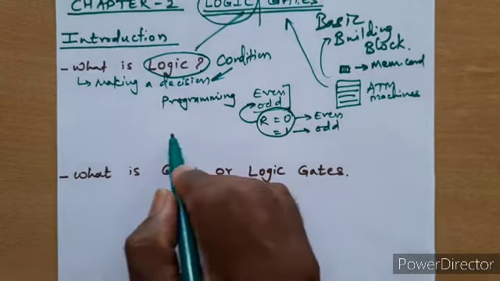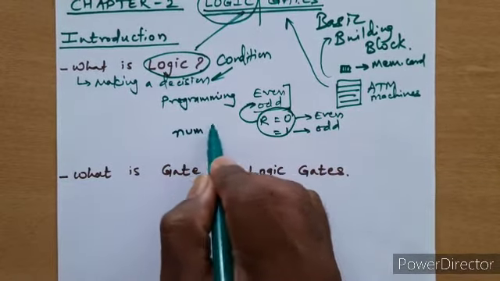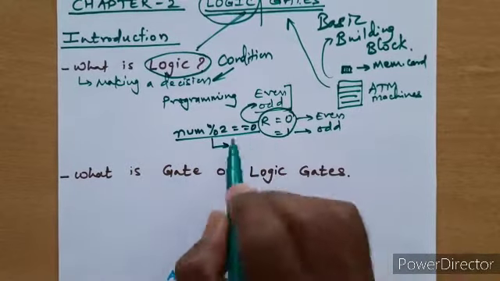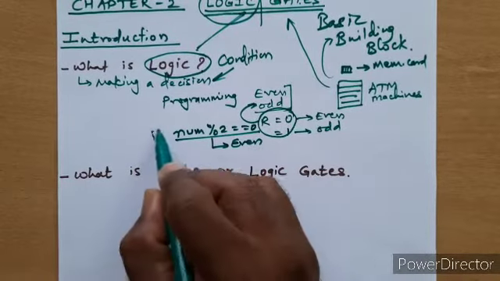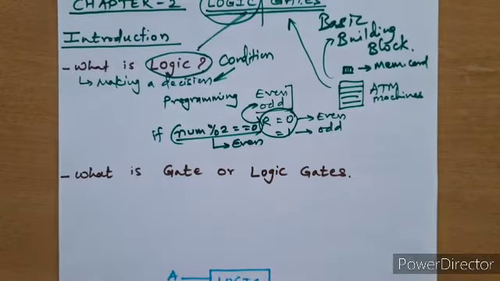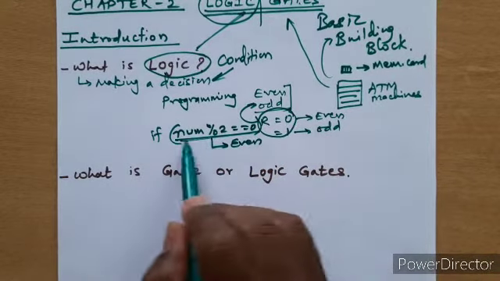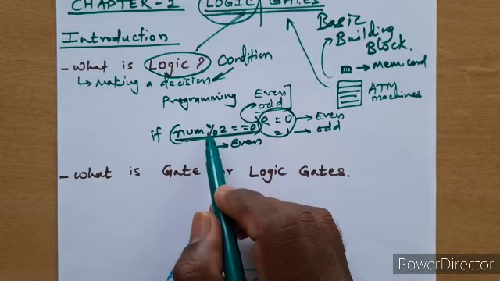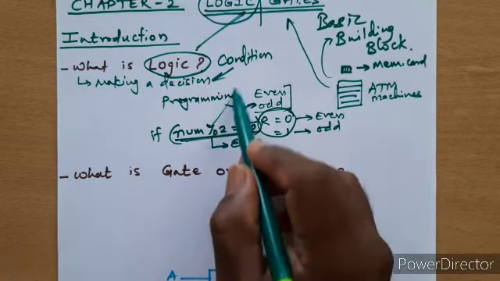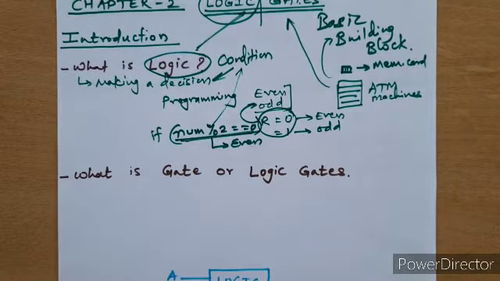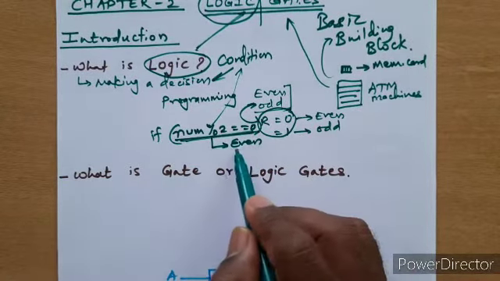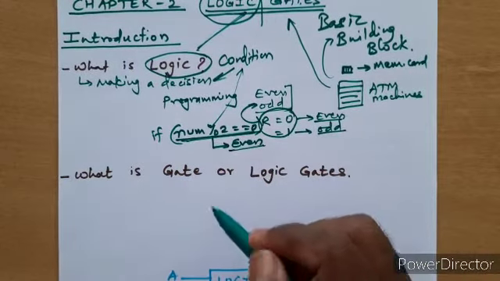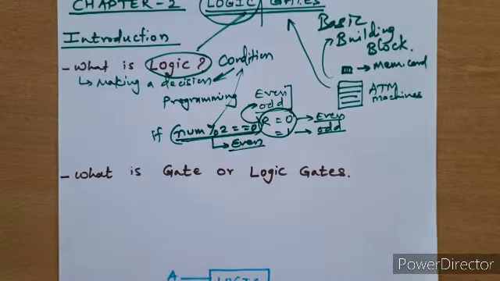Okay, and then you use that number mod 2, if it is equal to 0, then the number is even. So if you put this into the if form, this is a condition. If you remember this if else form, this is a condition, right? And based on that condition, we take a decision that the given number is even or the given number is odd. So this is one logic.